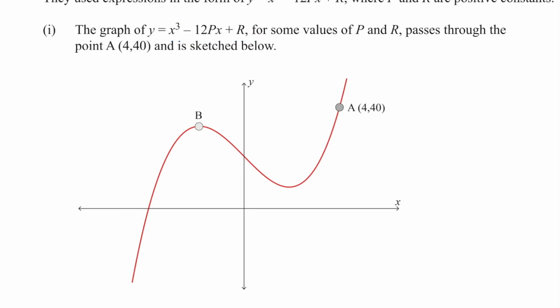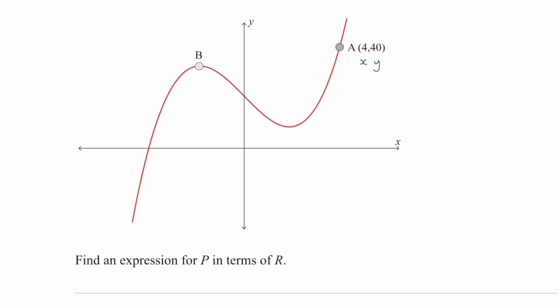If we want an expression for P only in terms of R, we need to get rid of these unknown x's and unknown y's somehow. Thankfully, we're given a point A, which has an x value of 4 and a y value of 40. So we can just substitute that into our equation and then rearrange for P in terms of R. So let's do that now.